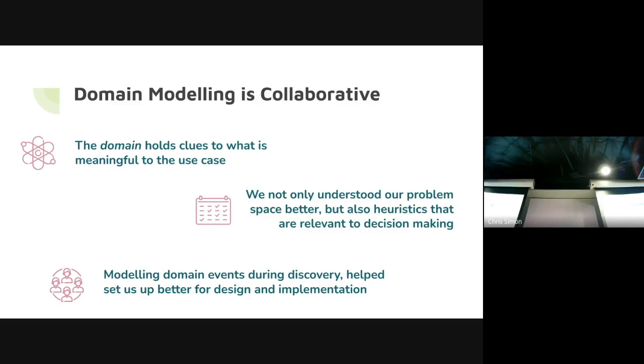Some of the things that we've already spoken about. Domain modeling holds clues to what's meaningful to the use case. And with domain modeling and trying to understand our problem space better, we also started understanding our heuristics better and the heuristics that were relevant to decision making. And furthermore, when you're modeling during discovery, that understanding and that modeling sort of helps down the stream with design and implementation as well. There's multiple types of value to be gotten out of it.